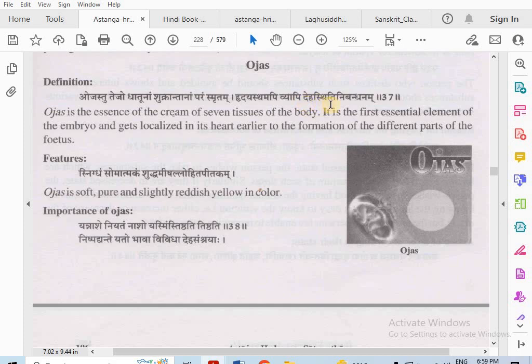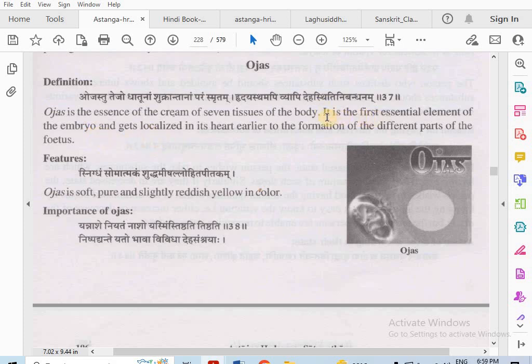And Deha Sthiti Nibandhanam. Deha means body, Sthiti is existence, Nibandhanam is the construction of the body. So here you can read the translation. It is the first essential element of the embryo. The embryo is actually the body in the womb of the mother.